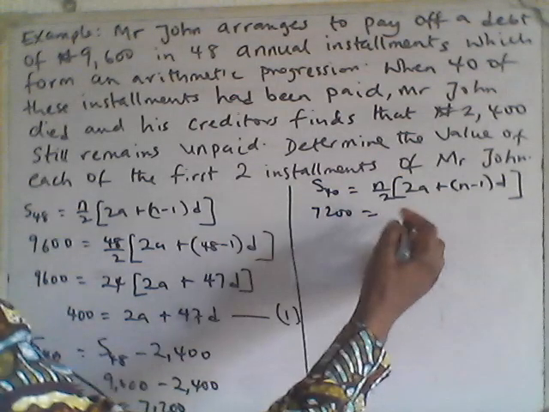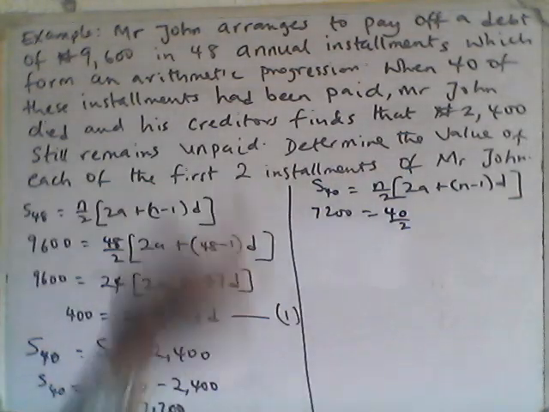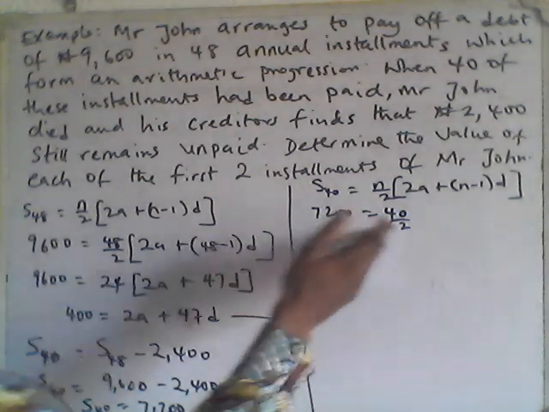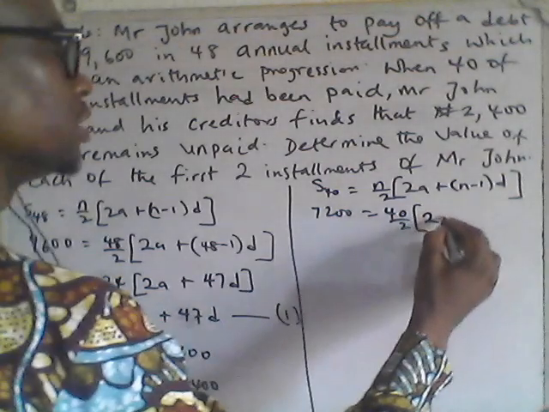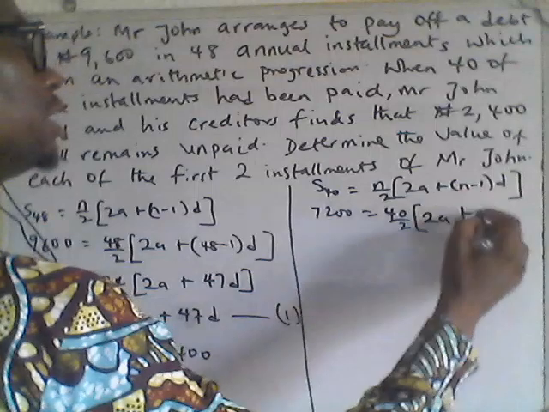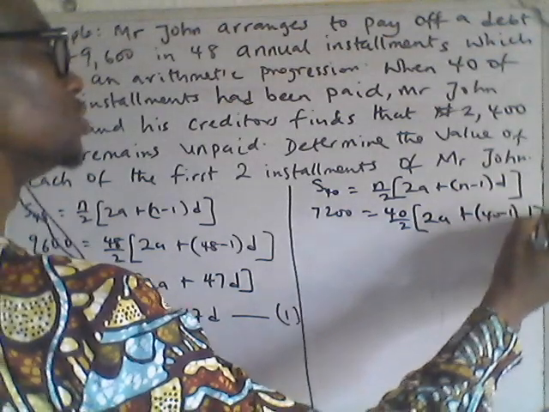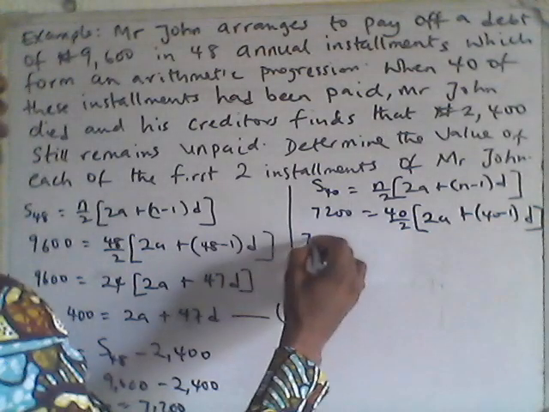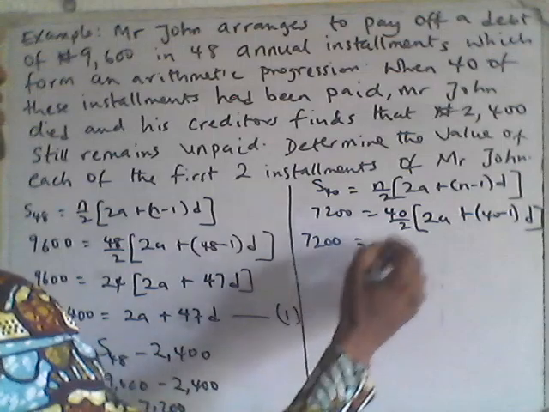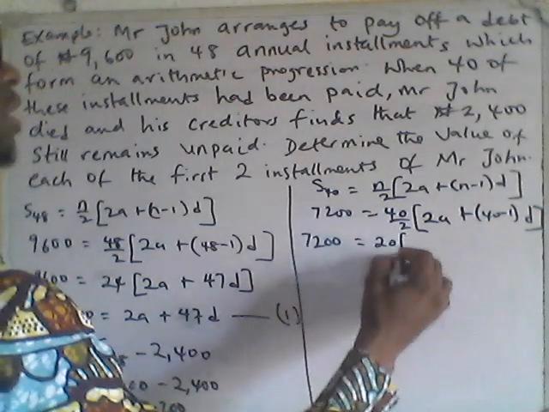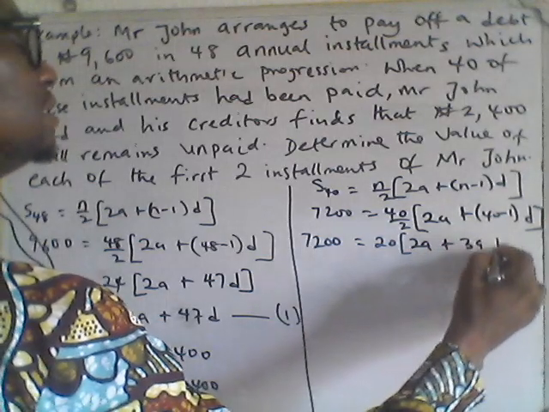n is 40. Why? Because we're looking at a new series of 40 installments. That's a new series, but inside the series we are considering, 2a, again, no a given, and n here is 40, that is 40 minus 1. Then d is not known. So I can break this down. 7,200 is equal to 40 divided by 2, which gives us 20, then 2a plus 39d.